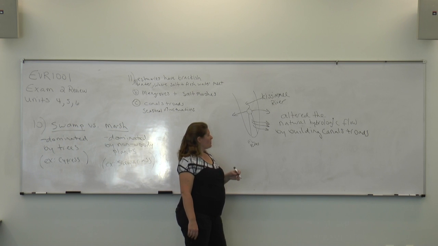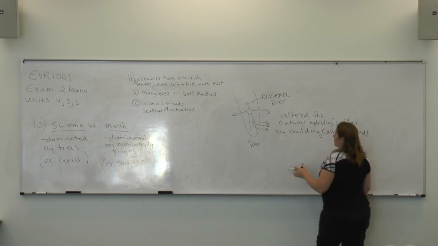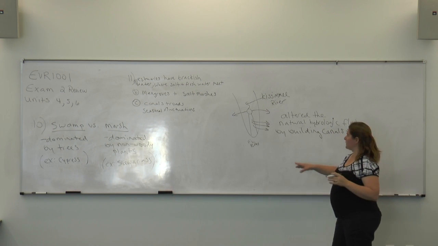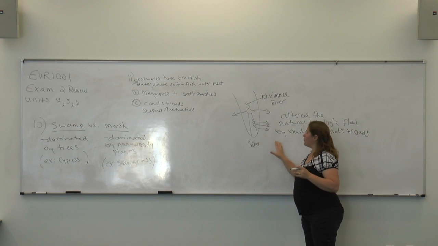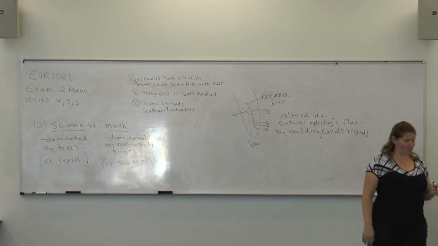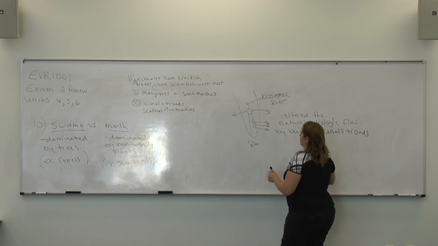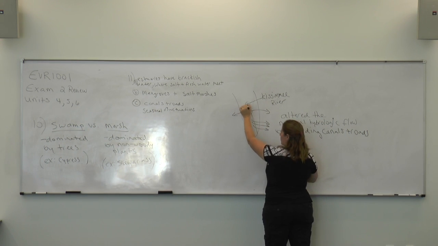So this is one of the major problems: we've reduced the amount of water. There's less water getting into the Everglades now than there should be because of all this draining. We altered the natural flow of water. And then what's the other thing? The Kissimmee River we actually transformed into a straight canal also.